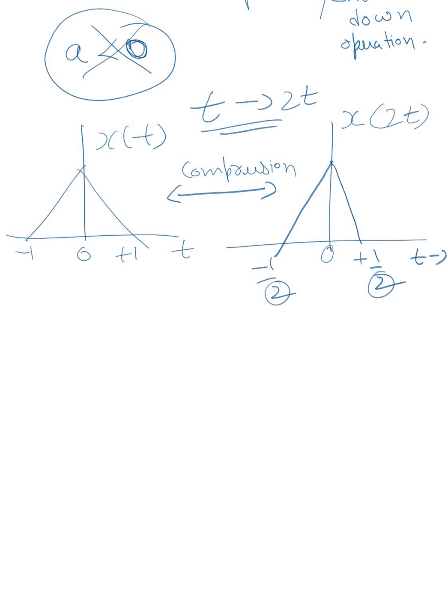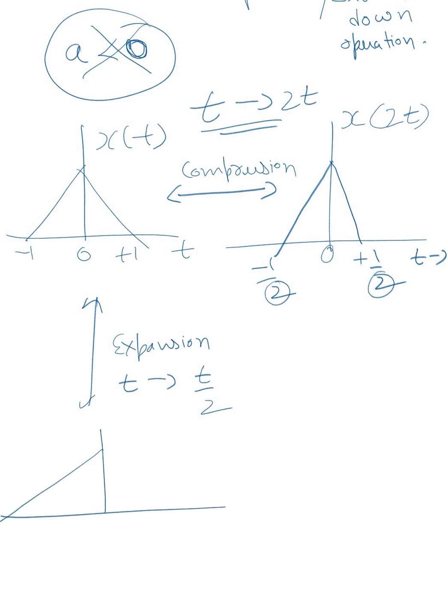Alright. Now if we look at the other scenario, that is expansion scenario, or you can say the scaling is of order, let's say 1/2. We are scaling the independent variable time t by 1/2. In that case, the signal expands. This is x of t/2, and the expansion takes place in the order of the scaling. So now the signal will span instead from -1 to +1 to -2 to +2. So this is how the time scaling operation takes place.